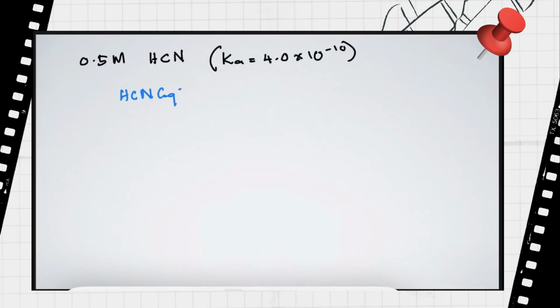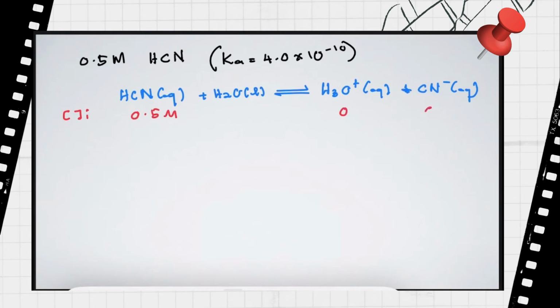HCN dissociates in water. Okay, so initially we have 0.5 molar. This is 0, this is 0, because a weak acid partially dissociates, so we do not know the actual concentration that dissociates. So the changes are negative x, positive x, positive x. And the final concentrations follow. We are given the Ka value.